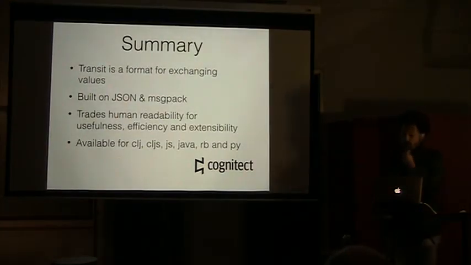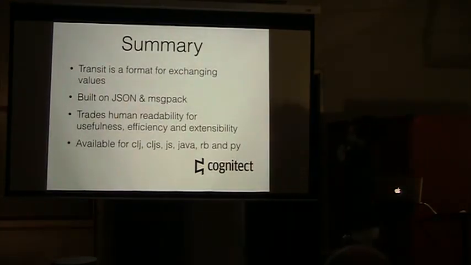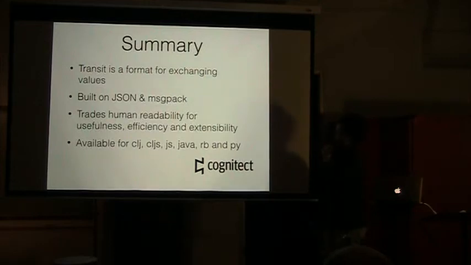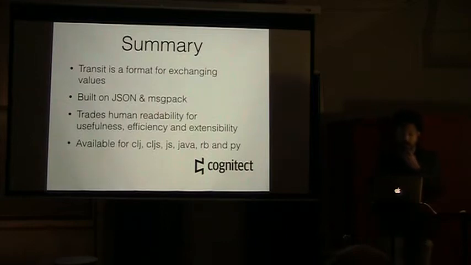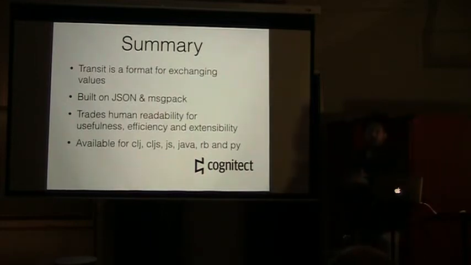So hopefully that makes sense. Transit is a format for exchanging values, built on JSON and MessagePack. Again, it does trade off readability out of the box for efficiency and extensibility. It's available for Clojure, ClojureScript, JavaScript, Java, Ruby, and Python.